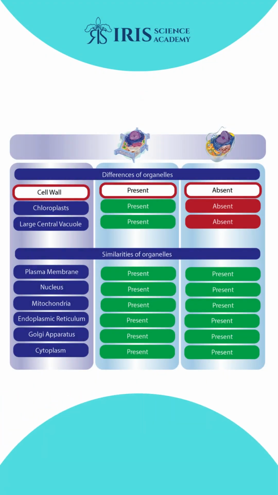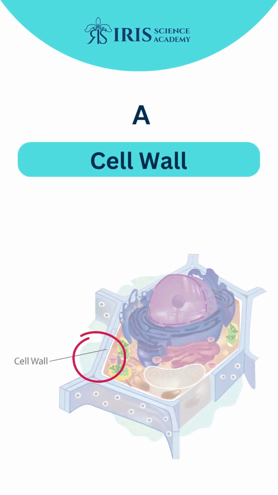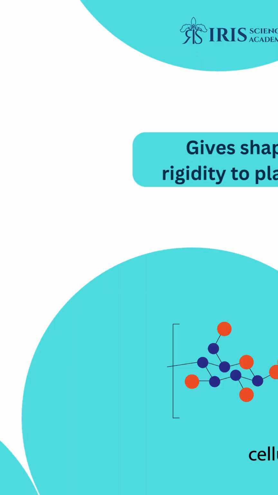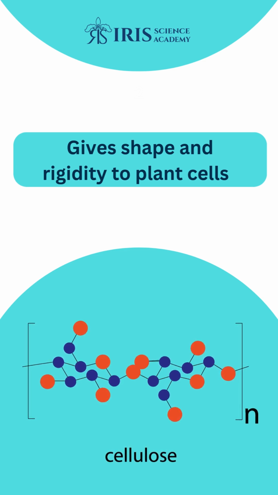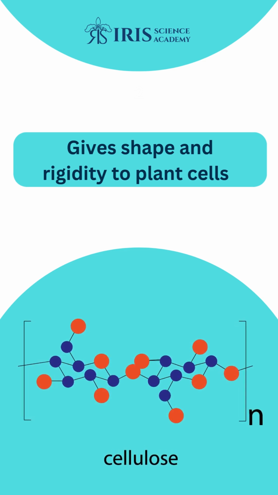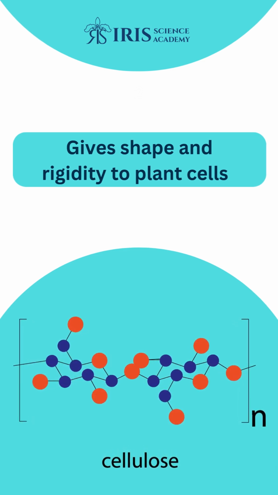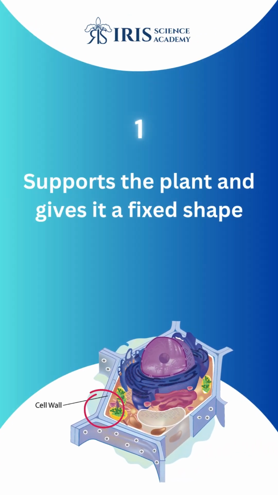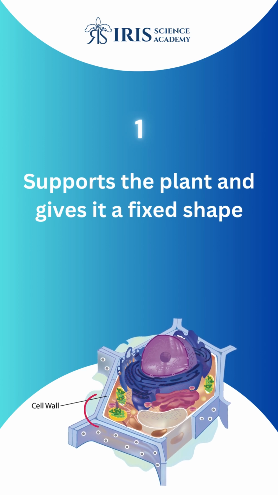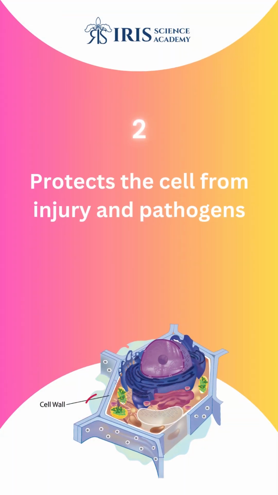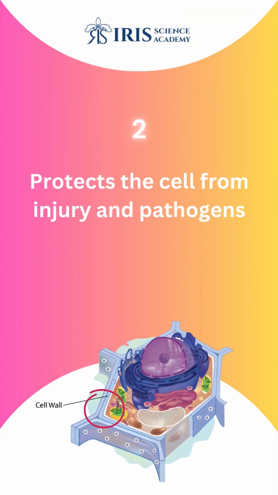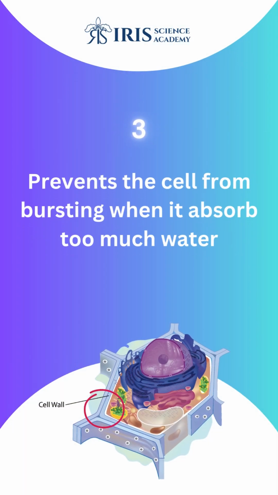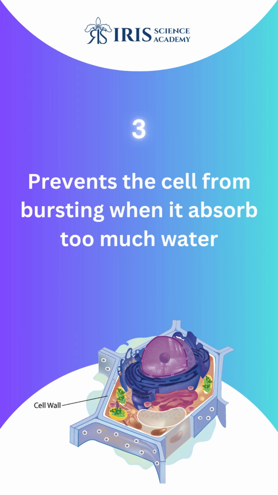A. Cell wall. First, let's talk about the cell wall. Think of the cell wall like the bricks in a building. It's made of cellulose, a tough material that gives the plant cell its shape and rigidity. The cell wall does three important jobs. 1. Supports the plant and gives it a fixed shape. 2. Protects the cell from injury and pathogens. 3. Prevents the cell from bursting when it absorbs too much water.